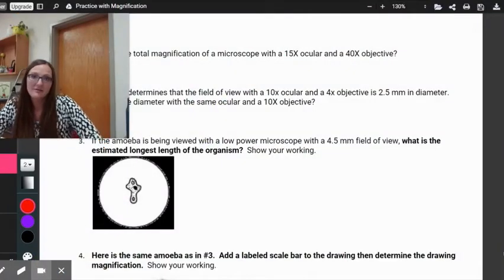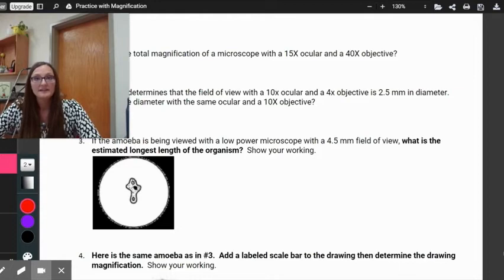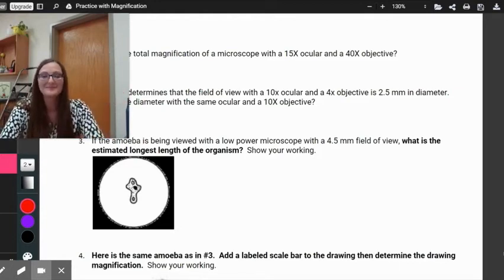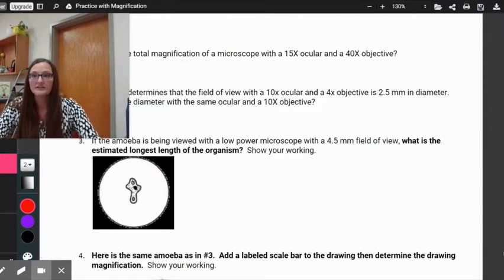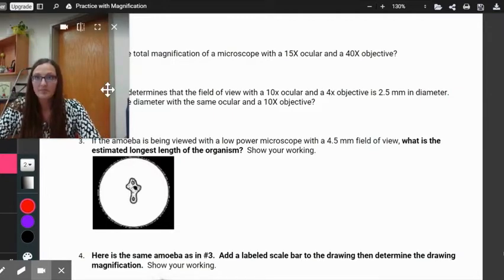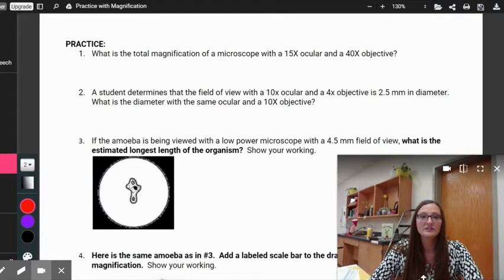Today we're going to be talking about magnification. This is one of the most commonly asked math type problems in IB biology, and so I thought it would be helpful if we worked some sample problems together today. Okay, so first of all, when would we encounter these types of problems?